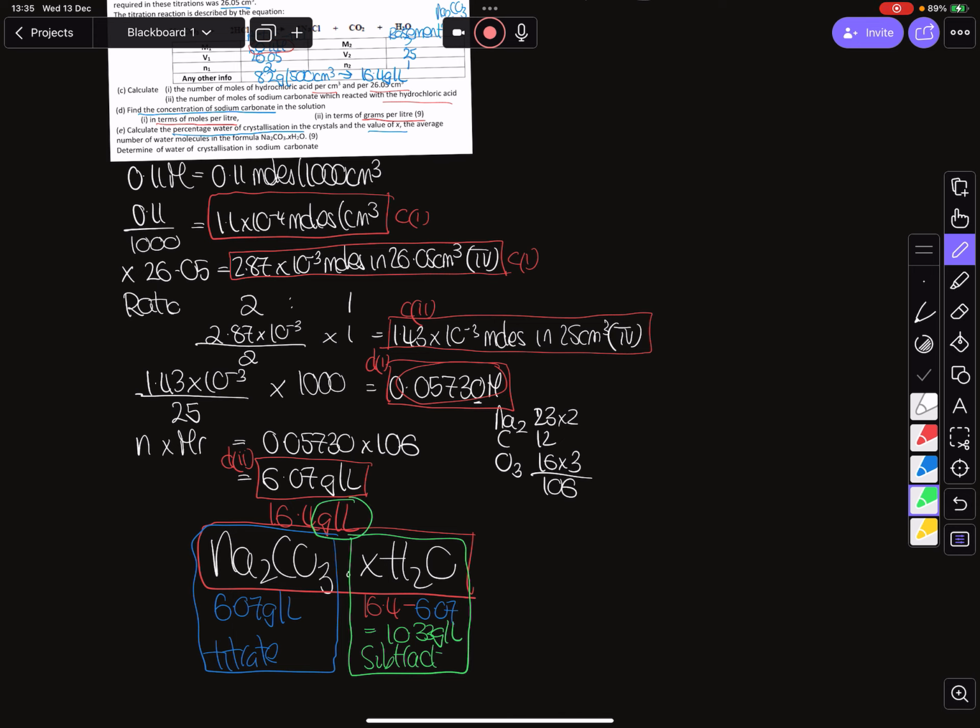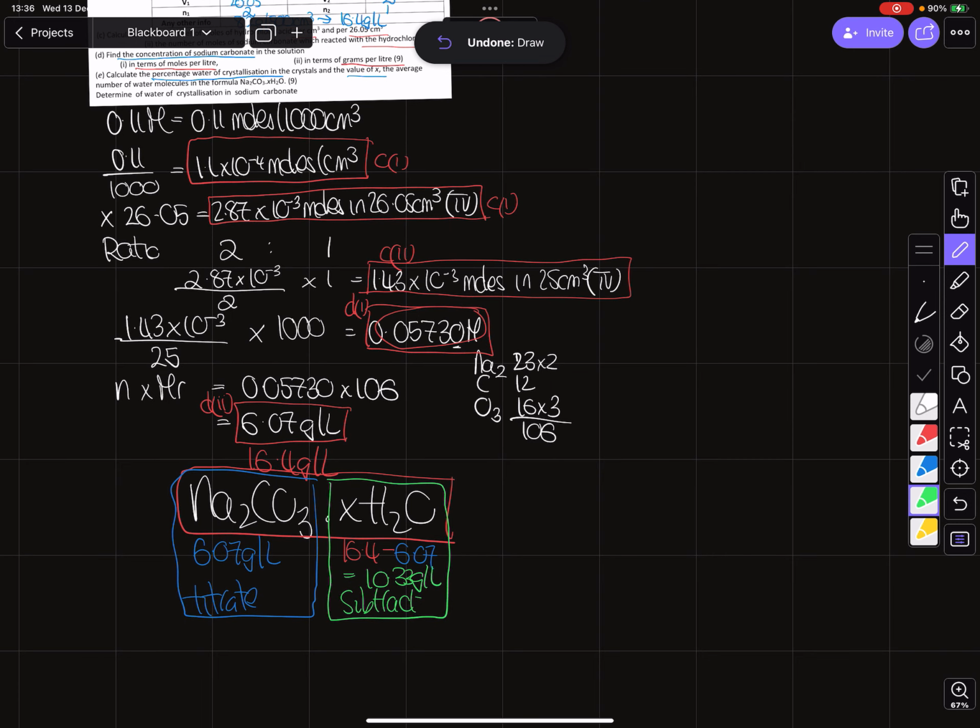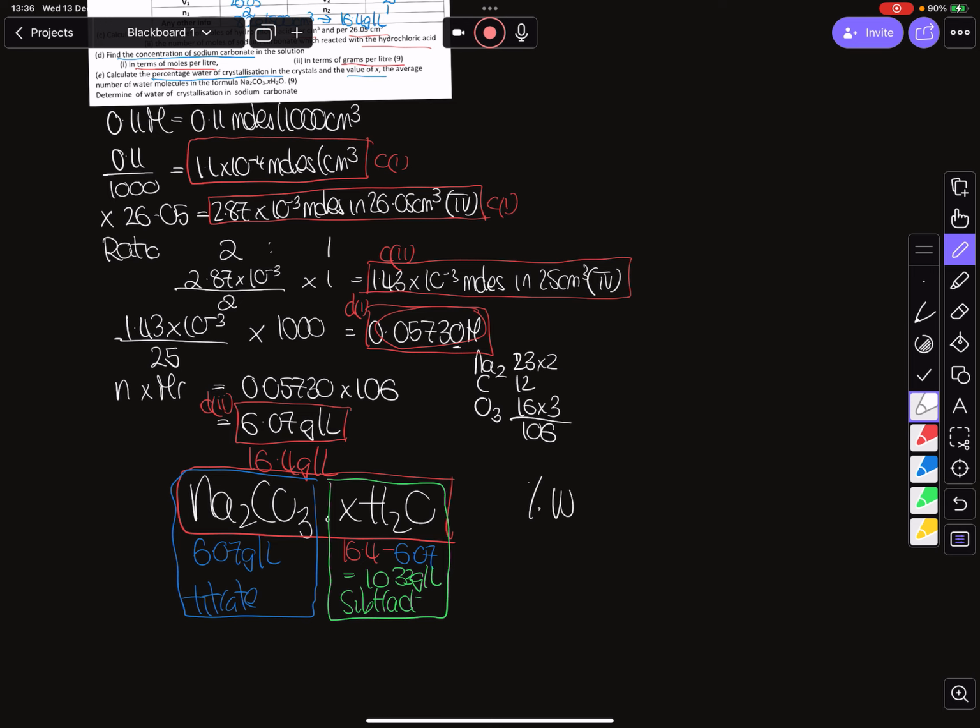Okay, so again, the error that gets made is the units for this are wrong. You would have just used the 8.2 grams and 250, and suddenly your maths is not making any sense. Or it will make sense because you'll be taking 6.07 away from 8.2, so that will make sense, but you will lose a mark for not having the right units at that point.